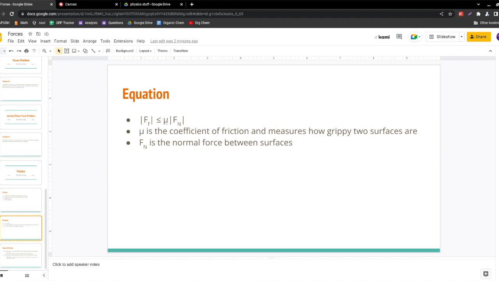So mu, the little squiggly u thing, is the coefficient of friction, and it measures how grippy two surfaces are. So this will usually be given to you in a problem, or you're going to have to figure it out. And it's typically 0 point something. You'll see it when you see a friction problem. And then normal force is just the normal force between surfaces. We already went over this in the forces video.